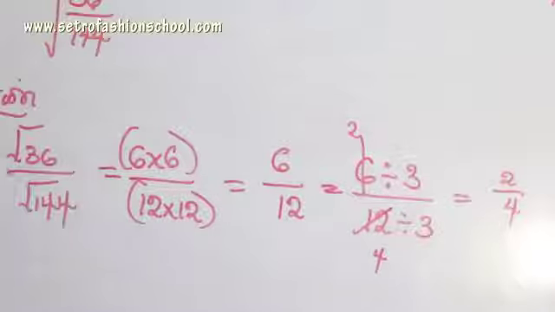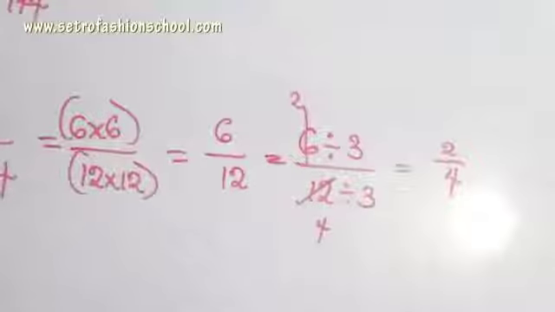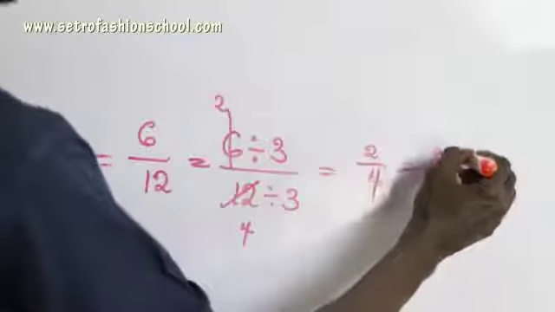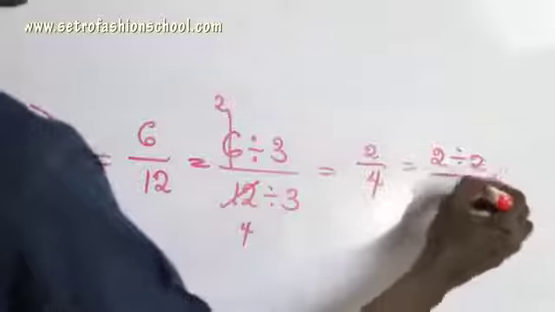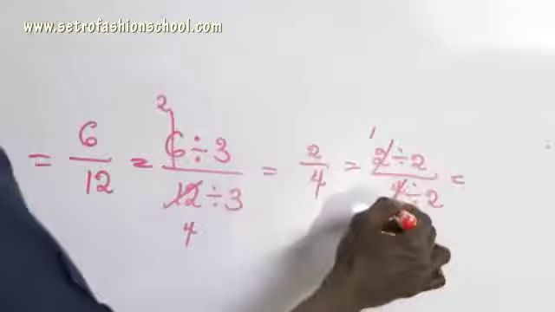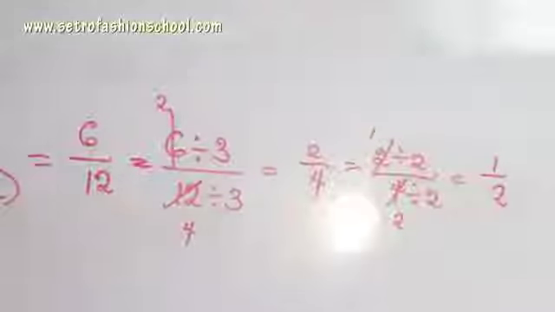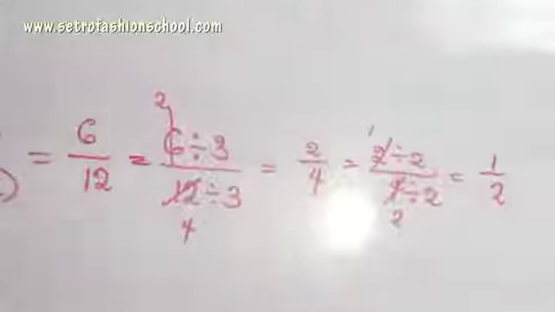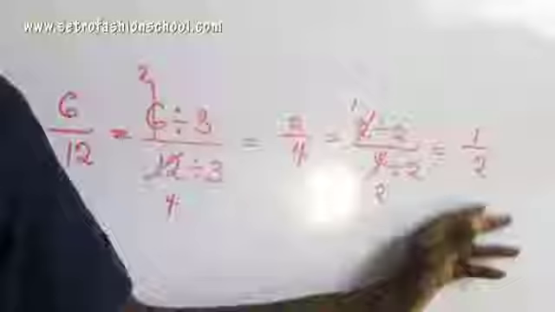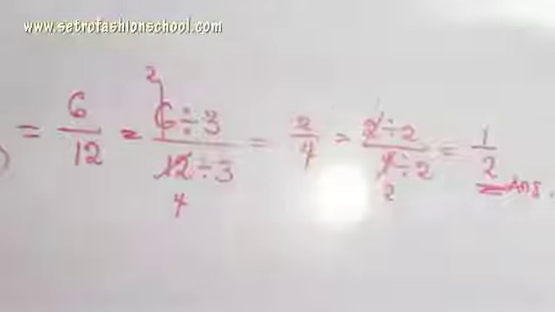Now, check again. There's another number that can go in again. In these 2 and 4, you can still use the same number again, and that's going to be 2. 2 divided by 2 all over 4 divided by 2. And that's going to give us 1 all over 2. Do we have any other common number that can go into 1 all over 2? No. If you say 1, yes, it will still give you 1 all over 2. So we are going to stop here. This is the lowest term. That is your final answer.